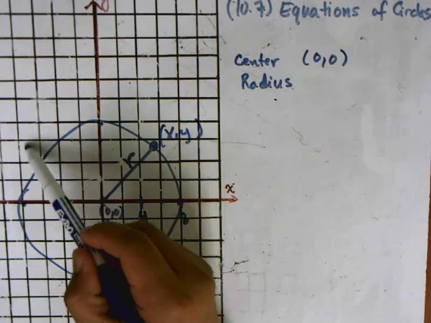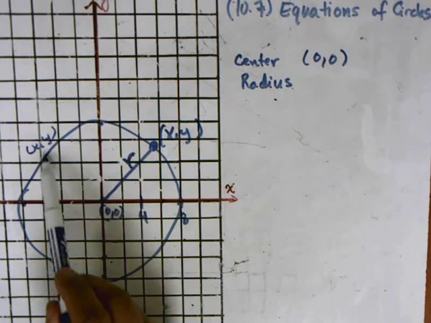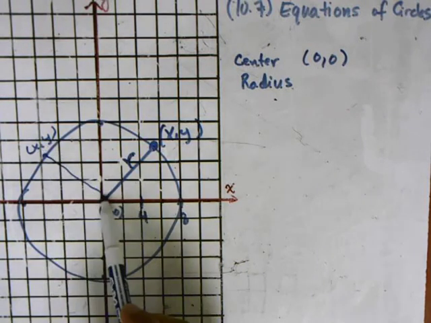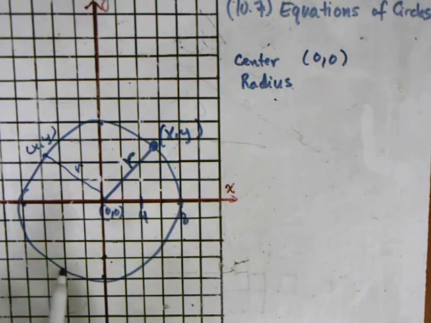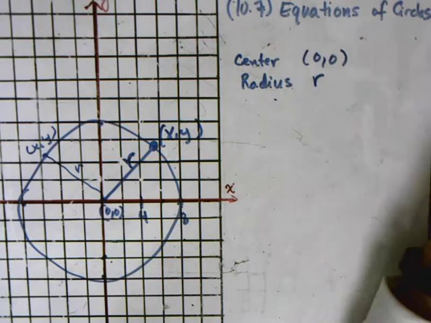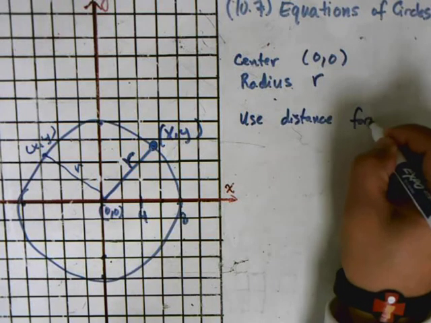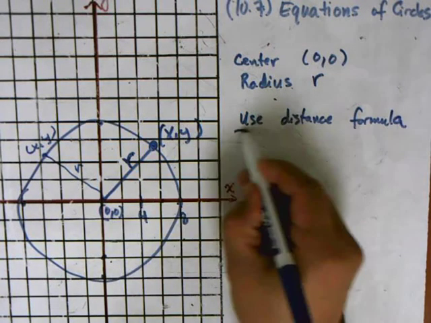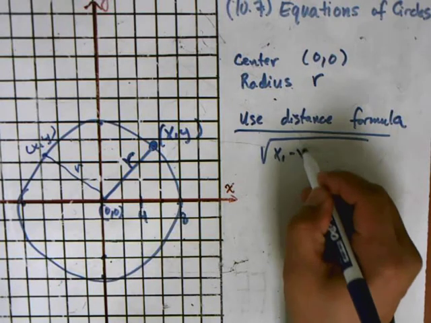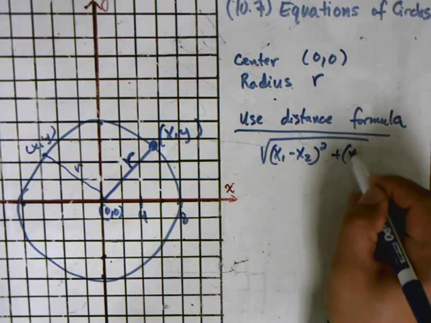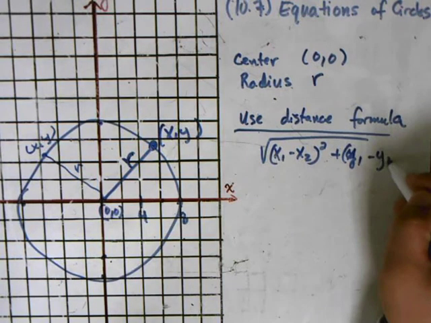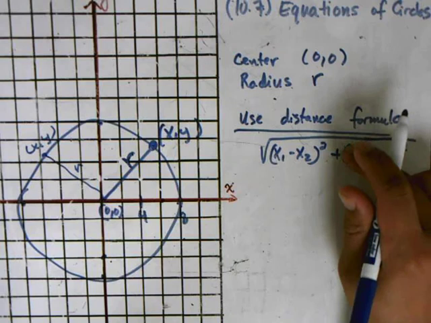Even if x, y was over here, even if I have some other point over here, the distance between that point and the center is still r. So we want to use that distance somehow in order to write the equation for the circle. And when we're talking about distance on an x, y plane, we've got to use the distance formula. Now let me update here. The radius is r. So we use the distance formula. And for those of you who have forgotten, it is the square root of x1 minus x2 squared plus y1 minus y2 quantity squared, all of it inside a square root.